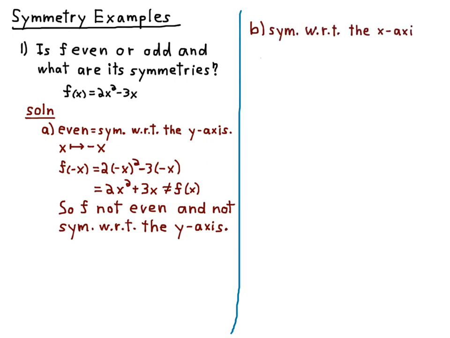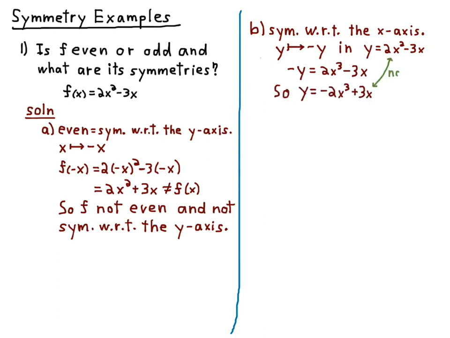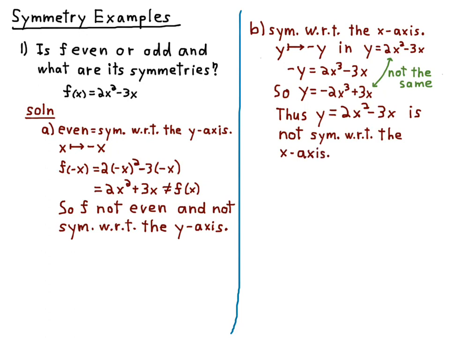Okay, so continuing, is it symmetric with respect to the x-axis? So here we would change y to minus y in the equation y equals 2x squared minus 3x. And you get minus y equals 2x squared minus 3x. Solve for y: y equals negative 2x squared plus 3x, and that's not the same. The signs are wrong, right? It's not the same as the original function. So the answer is no, it's not symmetric with respect to the x-axis.